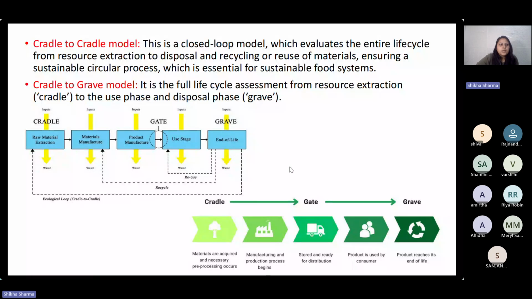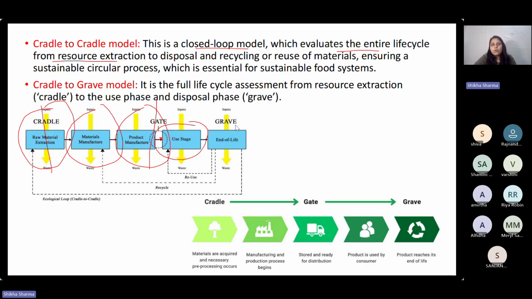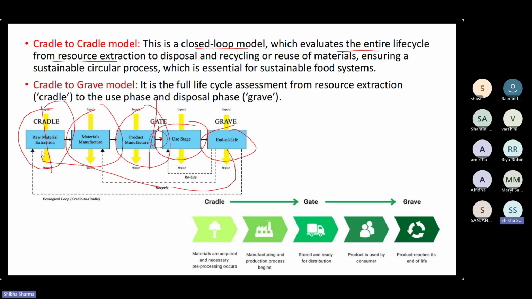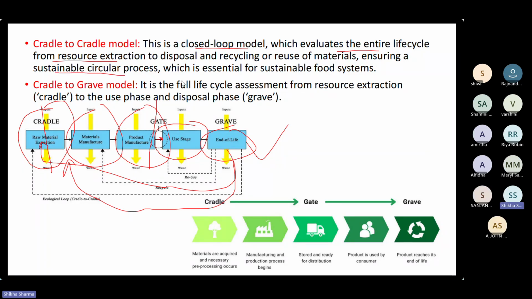Then is the cradle to cradle model. Cradle to cradle is a closed loop model, which evaluates the entire life cycle from raw material extraction, to manufacturing and production. After the production, it is the gate. So from raw material to the product manufacturing is cradle to gate. Then after this is the usage stage, and finally end of life, and again recycling or reuse of the material. That is cradle to cradle. It ensures a sustainable circular process, which is essential for a sustainable food system.